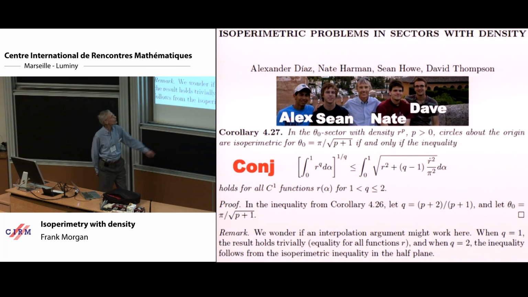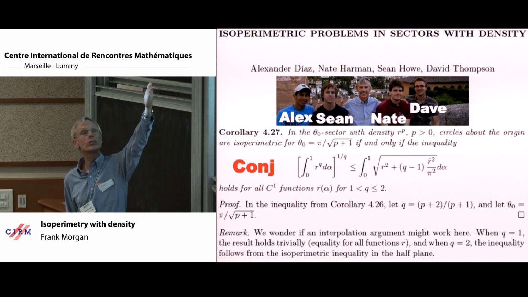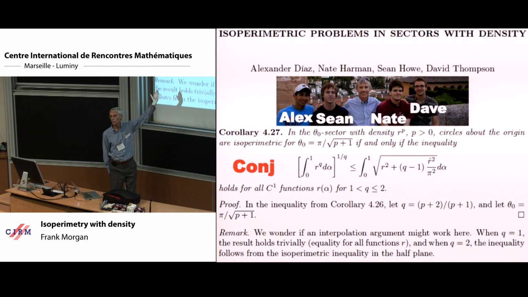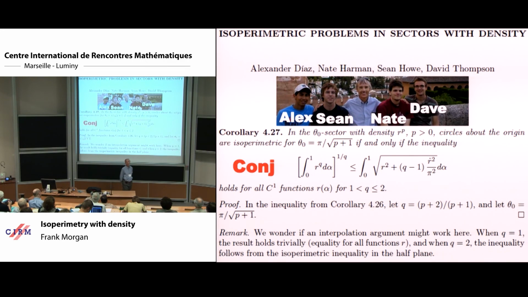You can see when q is 1, the difficult part on the right goes away. You have the square root of r squared, which is just r, which is exactly what you have on the left. r to the q is just r when q is 1. So it's trivially true when q is 1. And at the other extreme, when q is 2, it turns out to be essentially equivalent to the standard isoperimetric inequality in the plane, just for density 1. And so you might think you could get this by some kind of interpolation argument. That's what we were hoping.